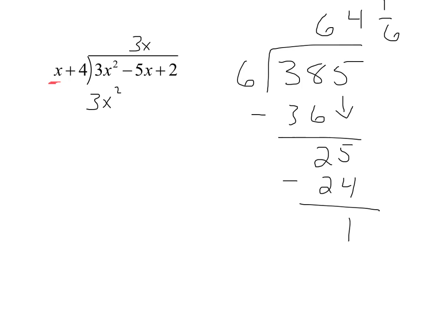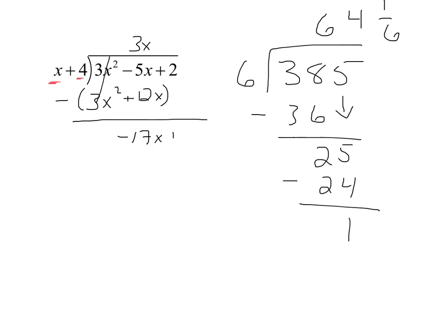And now you have to multiply the 3x by this 4 that's over here. So 3x times 4, that's plus 12x. And then I'm going to subtract, and I have to subtract this whole thing, so I'm going to put parentheses around it to remind me of that. So these guys cancel out. Negative 5x minus 12x, that's negative 17x.